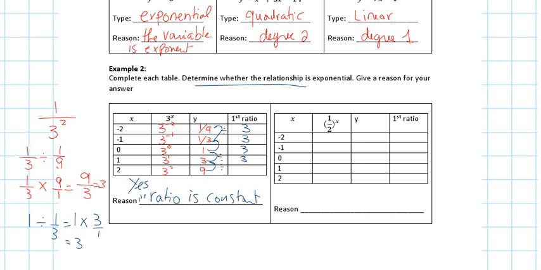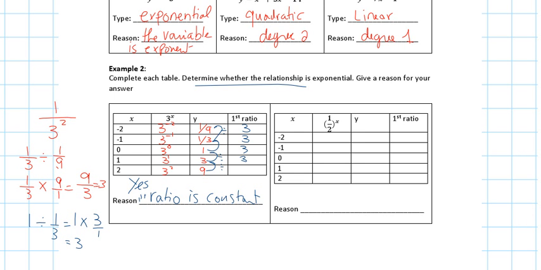Okay, let's look at the second table. So my x's are -2, -1, 0, 1, 2. And then they gave me a function of a half to the power of x. Is it exponential or no? Yes, because the exponent is a variable. I know that, but I have to show my work.